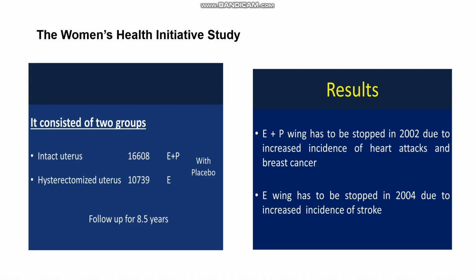The aim was to see whether the use of hormones in women results in cardiovascular accidents and breast cancer or not. The estrogen and progesterone wing had to be stopped in 2002 due to increased incidence of heart attack and breast cancer. The estrogen wing also had to be stopped in 2004 due to increased incidence of stroke.